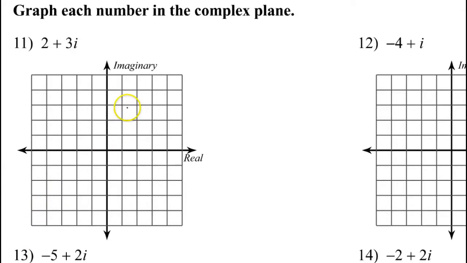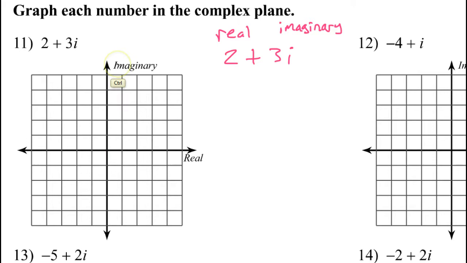In this video, I will show you how to graph complex numbers in the complex plane. Now, when you see an expression like 2 plus 3i, you need to look at this as a single number, a single complex number. It has a real part, which is 2, and it has an imaginary part, which is 3i.